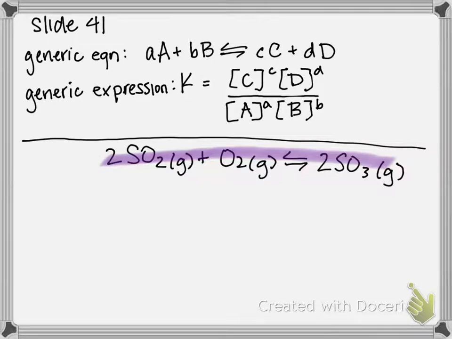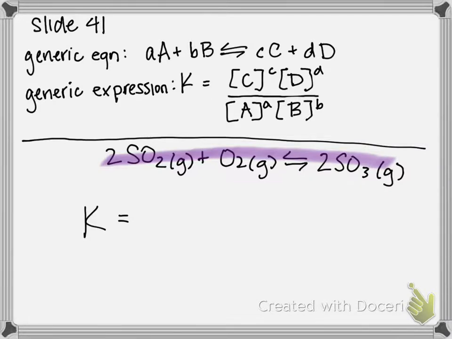But basically, we're going to follow a similar pattern to what we did for the generic equation. It's going to be products raised to the power of their coefficient over reactants raised to the power of their coefficient. So in this, first I'll write K, and K is my equilibrium constant. It does not have units, but that's basically why we're writing this equilibrium expression, so we can solve for the equilibrium constant, which is particular to whatever reaction we're studying at that time.